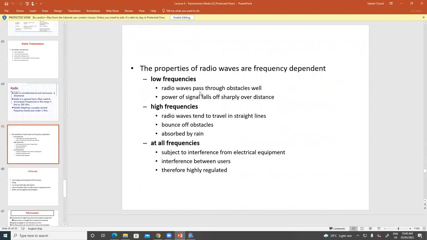Properties of radio waves are frequency dependent, right? So low frequencies, that means a smaller number of cycles in a time frame, right? Radio waves pass through obstacles well, and the power of signals falls off sharply over distance. So if they are running with low frequencies, then of course the power is going to fall off over distance. With higher frequencies, radio waves tend to travel in straight lines. Higher frequencies, that means more cycles in 1 second. That means a heavier signal. So they will bounce off obstacles and be absorbed by rain. And at all frequencies, radio is subject to interference from electrical equipment and interference between users, and therefore highly regulated. Regulated means, again, you have to obtain a license.